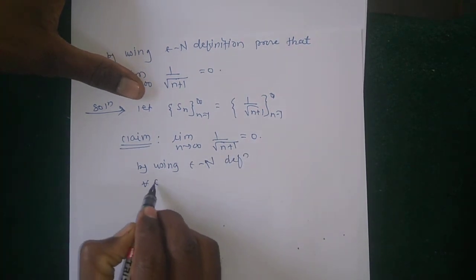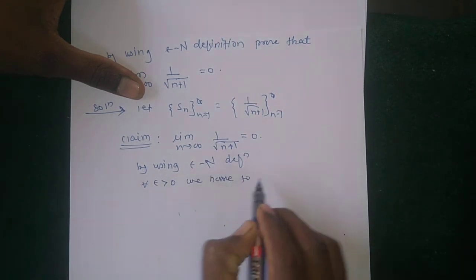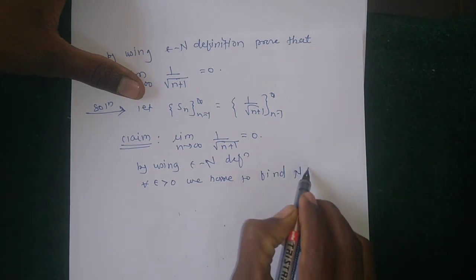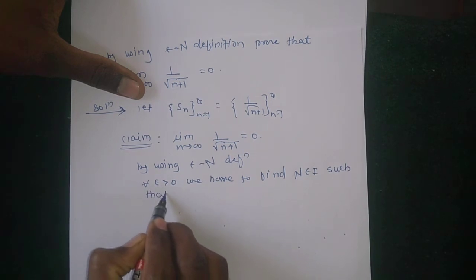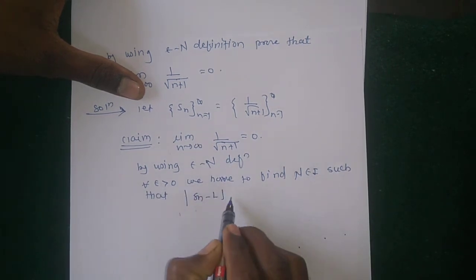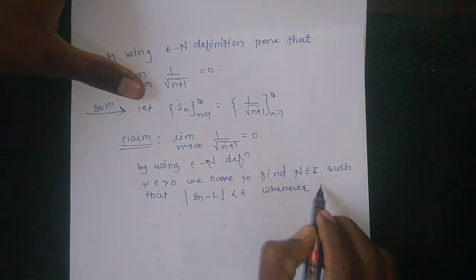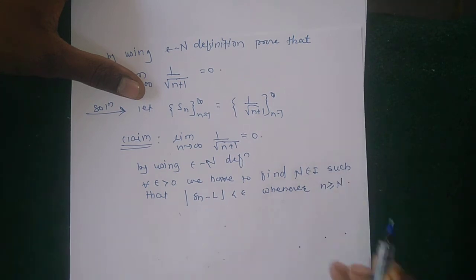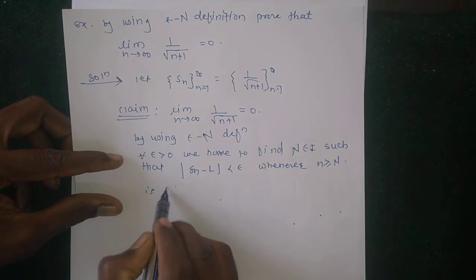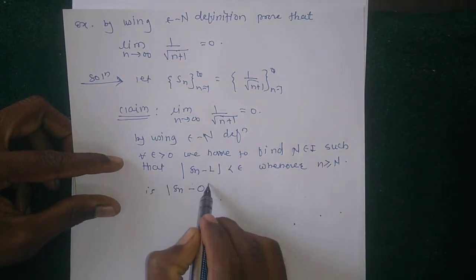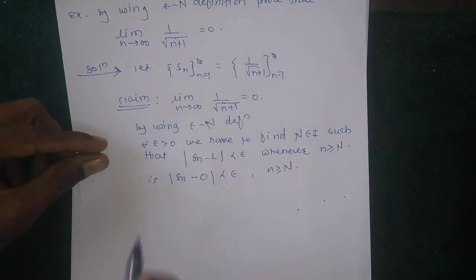for all epsilon greater than 0, we have to find N belongs to I such that mod of Sn minus L is less than epsilon whenever n is greater than or equal to N. So consider that is mod Sn minus the limit 0 is less than epsilon for all n greater than or equal to N.